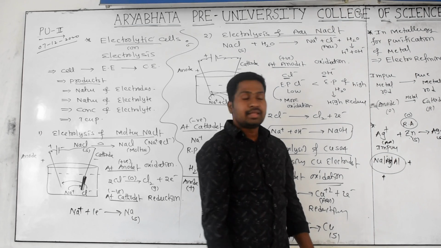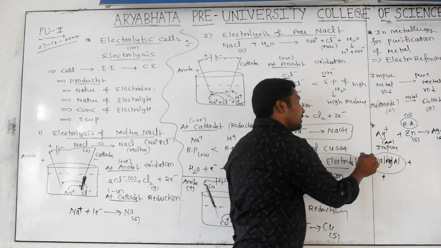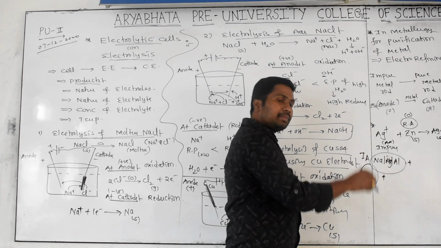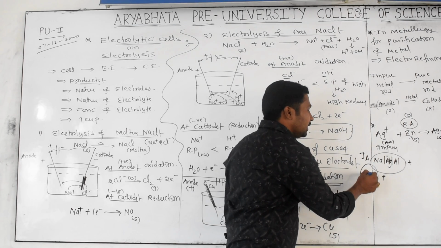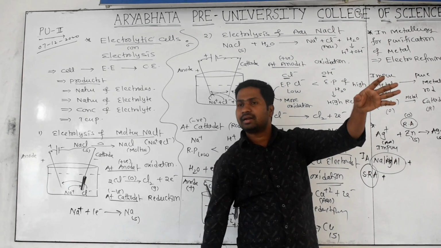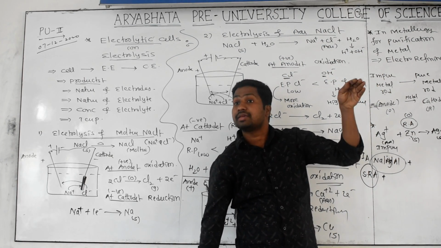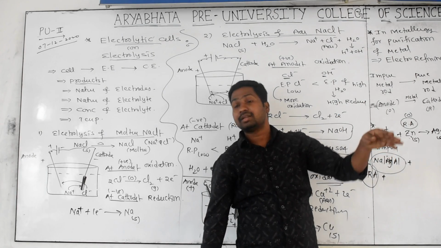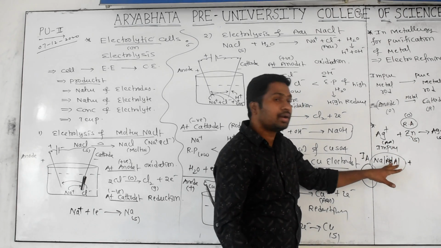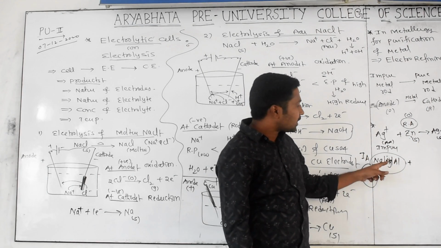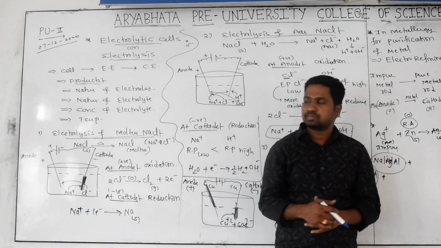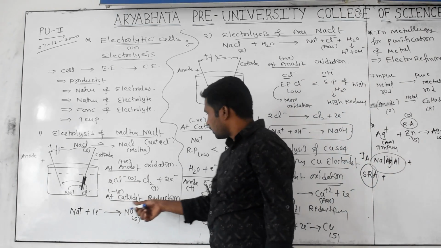Why? These are the first group elements. They are very big in size. They themselves are the strongest reducing agents. There is no other reducing agent stronger than the first group elements, the alkali metals. That's why this technique will not work for these. But these ions I want to make into solids. What should I do? What do I have to do?